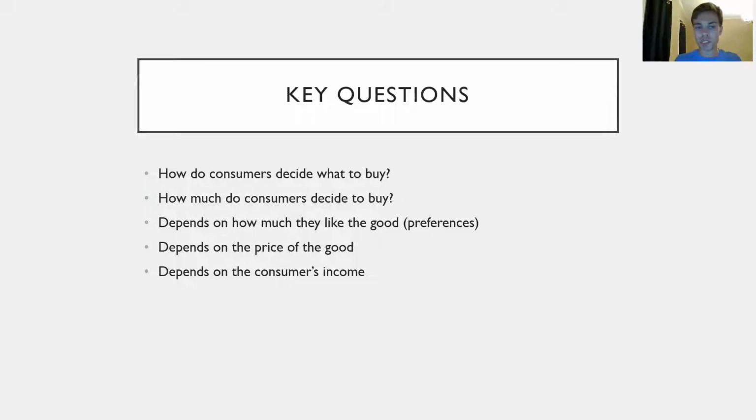And so the choice is going to depend on a couple of things. It's going to depend on how much I like the good, right? So my preference for the good. So if I really like apples, I'll probably buy apples. It also depends on the price of the good, right? So if apples are very expensive, even if I like them a lot, maybe I won't buy them. And then it's also going to depend on the consumer's income. So again, if I have no money, then I can't buy any apples. So it doesn't matter what the price of apples is or how much I like them. Okay, so that's kind of the setup for this chapter.